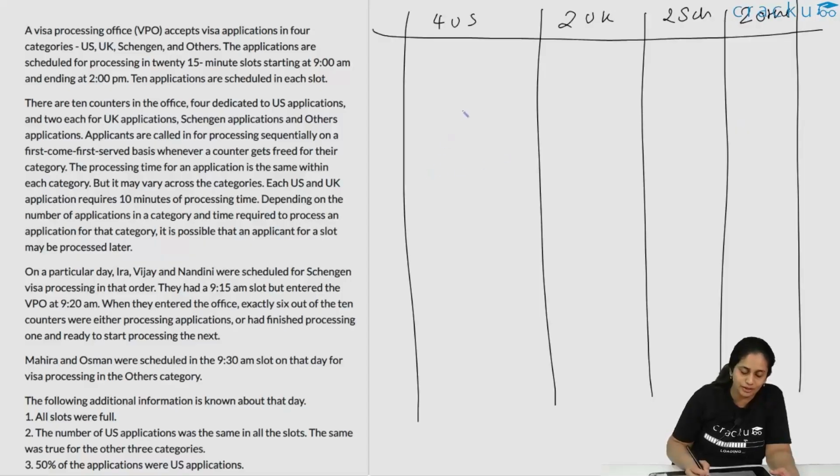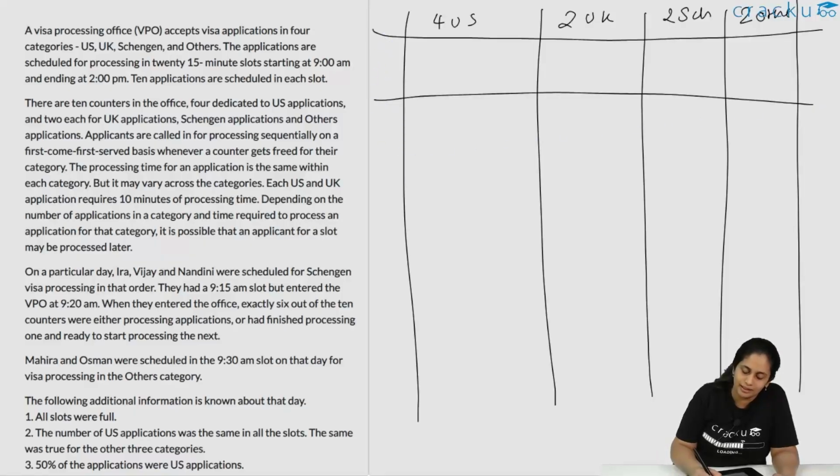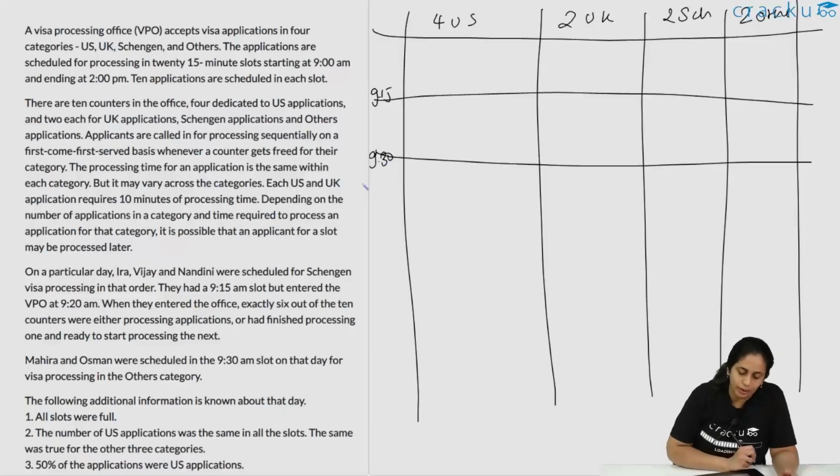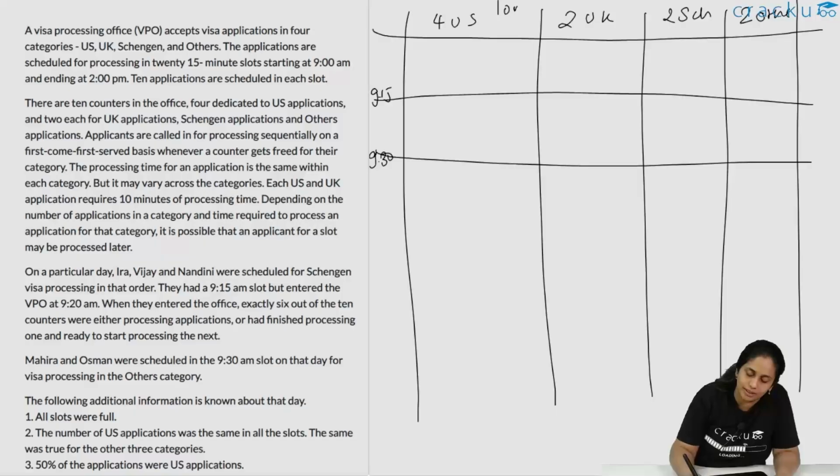And you have essentially 15-minute slots starting at 9 o'clock. So this is 9, this is 9:15, this is 9:30 and so on. Okay, so this is the idea. Now you're told that there are 10 counters. These applicants are called in for processing sequentially on a first come first serve basis whenever a counter gets freed for their category. The processing time for an application is the same within each category, but it may vary across the categories. Each US and UK application requires 10 minutes. So this is 10 minutes, this is 10 minutes.